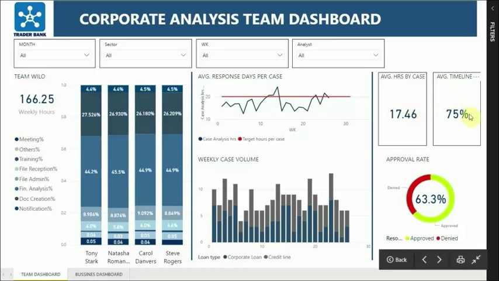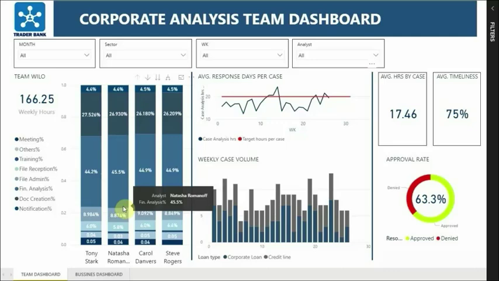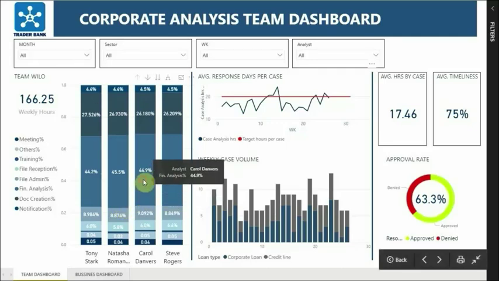The timeliness that this team or these analysts are having towards that 20-hour goal per case target. And then finally, the approval rate, in which case we are talking about out of the 100% of the cases that are being managed, 63% are actually being approved.